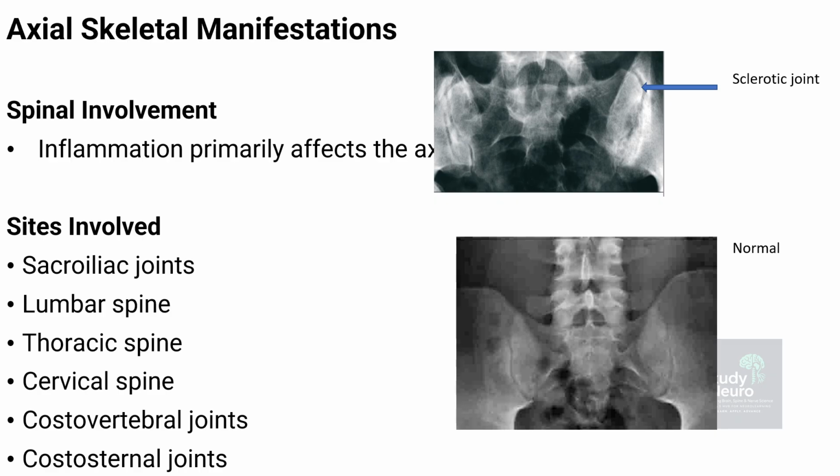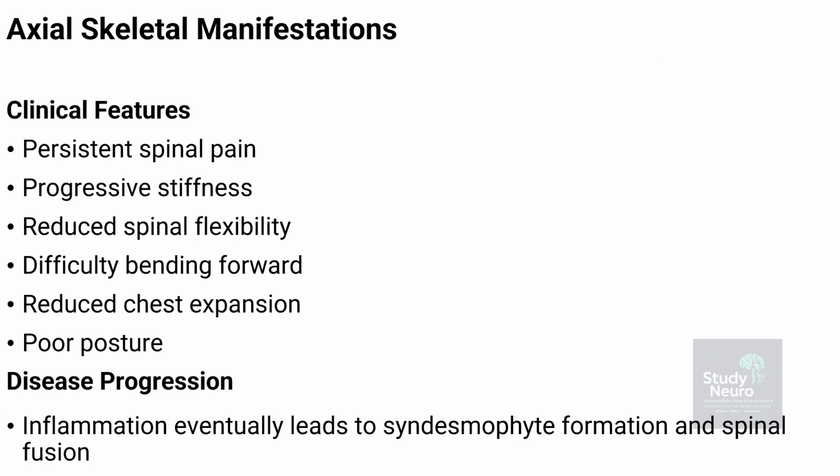As the disease progresses, patients develop persistent spinal pain and increasing stiffness, which gradually reduce spinal flexibility, make bending forward more difficult, and limit chest expansion during breathing, often leading to changes in posture over time. These changes build gradually. If inflammation continues unchecked, new bone forms between adjacent vertebrae, creating syndesmophytes that may eventually bridge the spine and result in spinal fusion with marked loss of mobility.